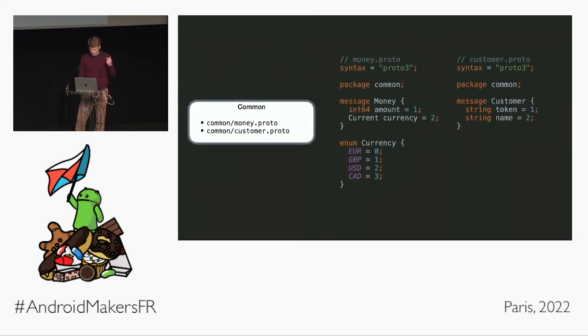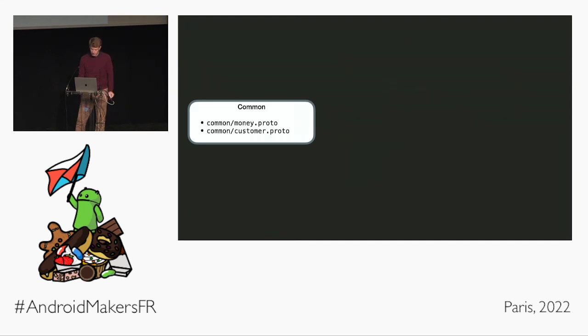So common would have two files, one Money, like an amount and currency, and a Customer. Nothing peculiar. The code generation would be, okay, this is where we have our Protos, and please generate Kotlin.